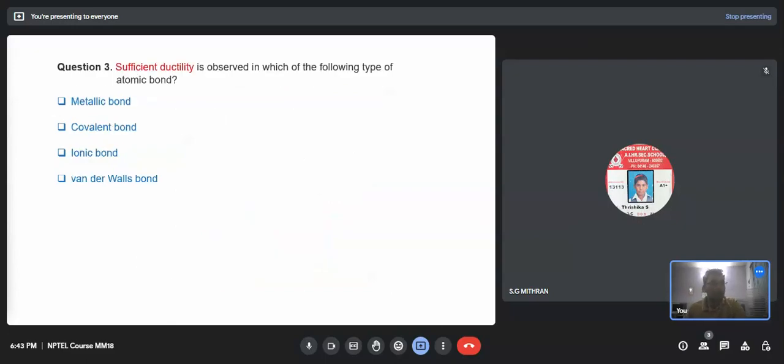Here, the question is: sufficient ductility is observed in which of the following types of atomic bond? There are different types of bonds mentioned in the options. The first one is metallic bond, the second one is covalent bond, the third one is ionic bond, and the fourth one is Van der Waals bond.